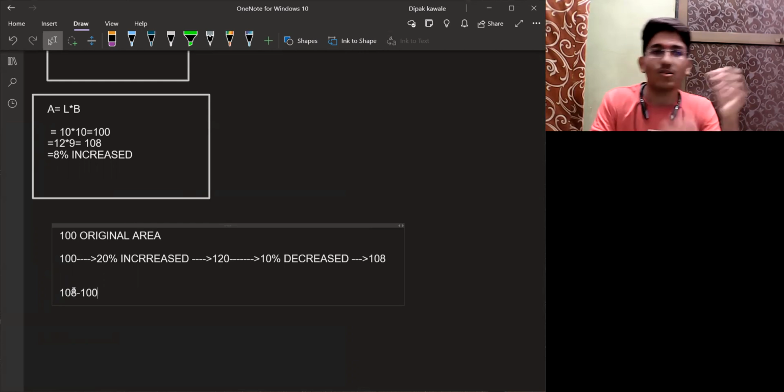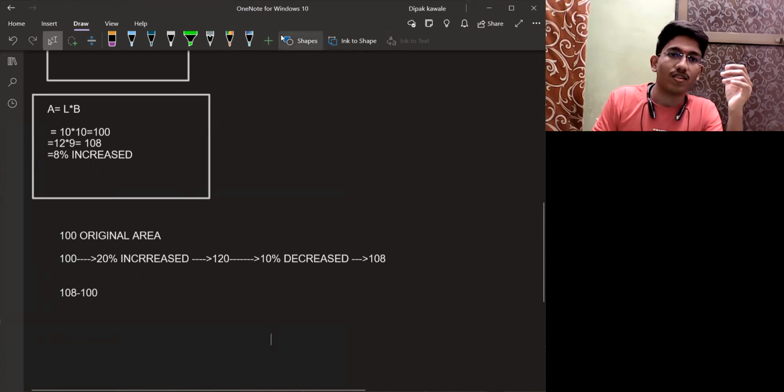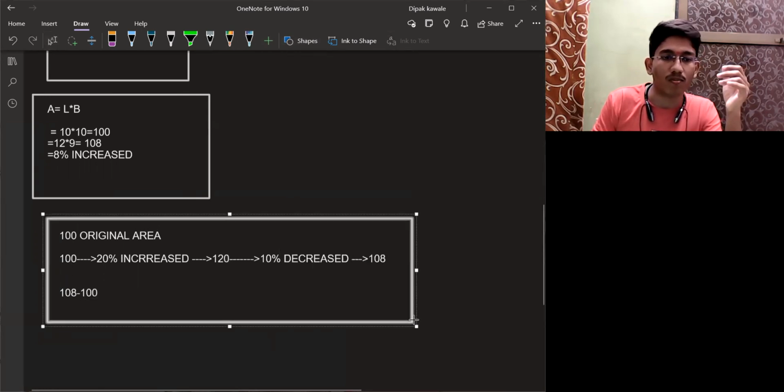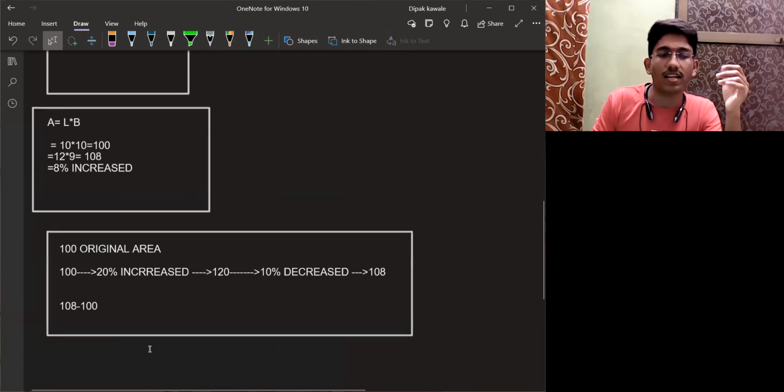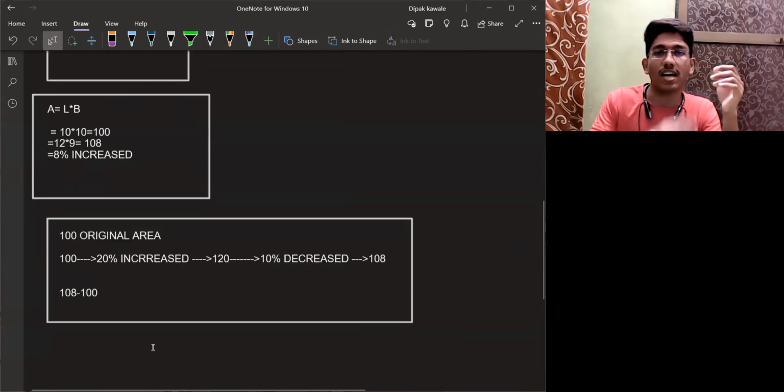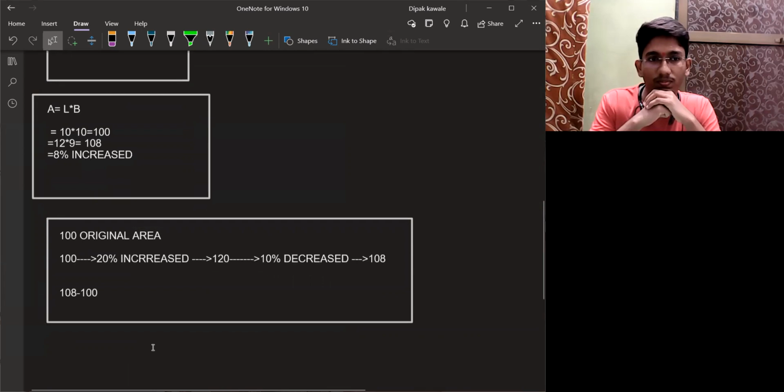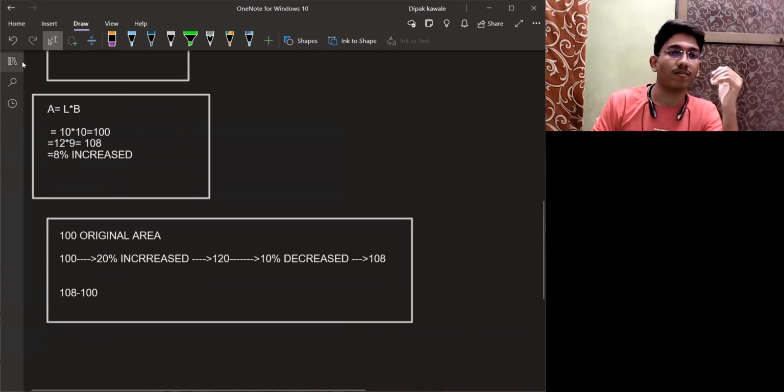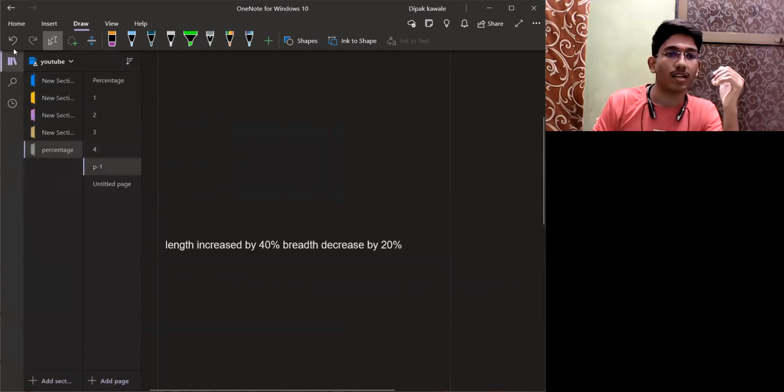Okay guys, so this is the easiest and fastest approach to solve this type of problem where the increase and decrease percentages are not constant. Okay, let's practice this.